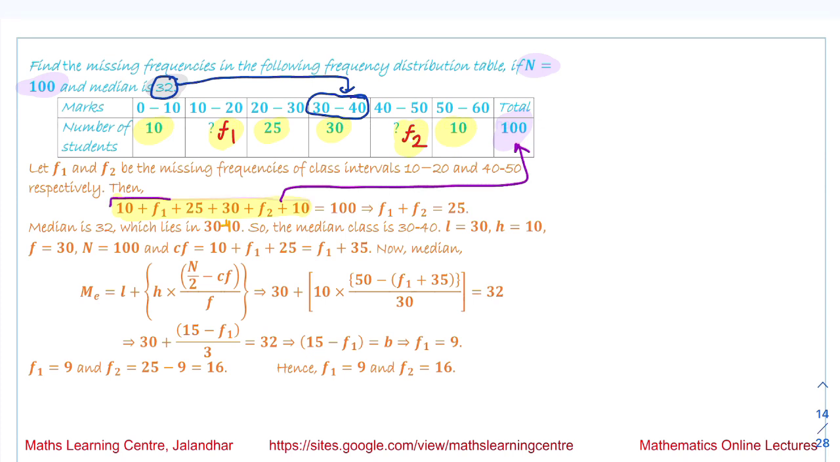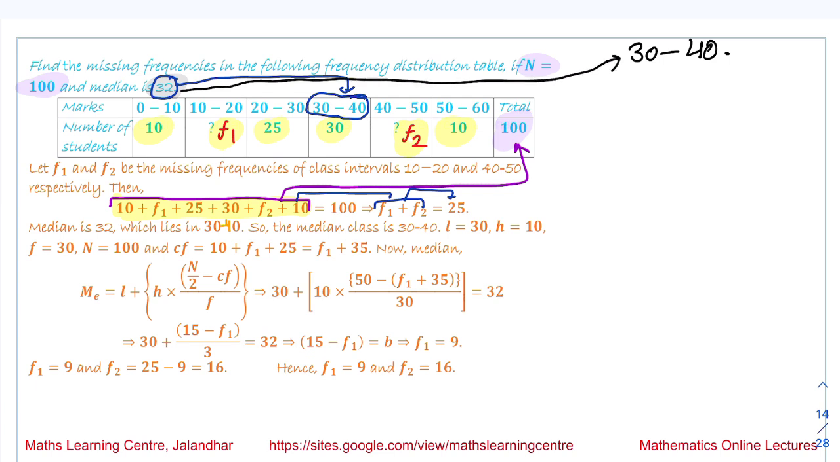On adding these values, we get F1 plus F2 is equal to 25. Now the median class we have is 30 to 40. I am again explaining: because this value is 32, that is why we are saying the median class is 30 to 40.